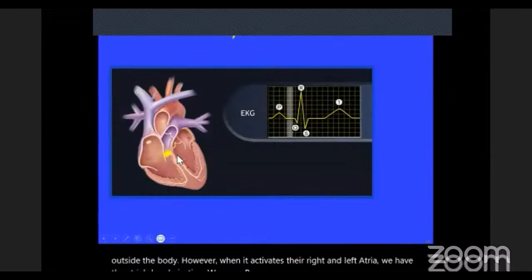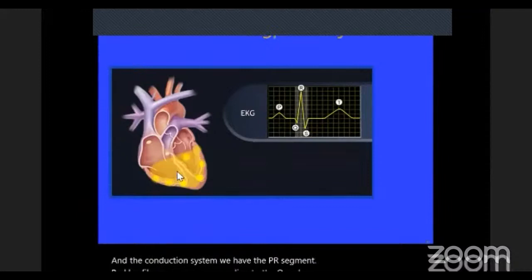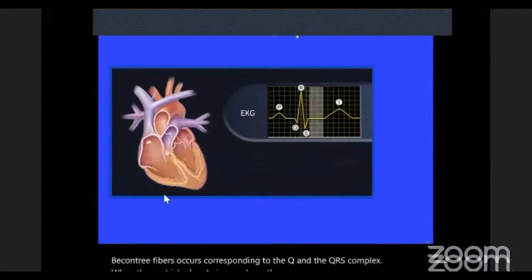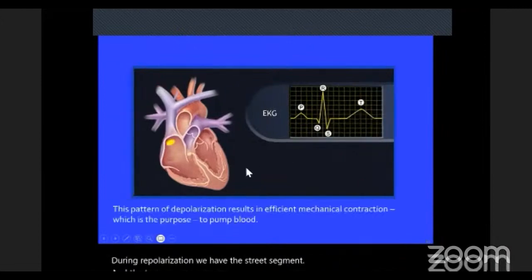When the impulse is conducted down the AV node and the conduction system, we have the PR segment, with the Purkinje fibers corresponding to the Q in the QRS complex. When the ventricle depolarizes, we have the QRS complex. During repolarization, we have the ST segment and the T wave. And this is what is happening with each cardiac beat.